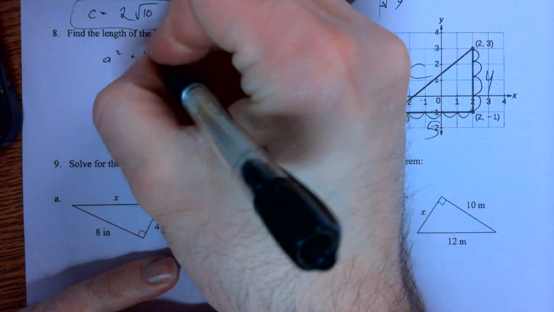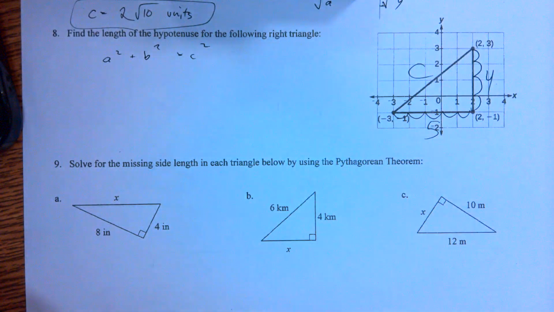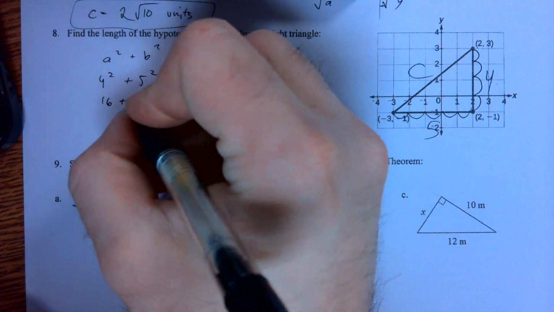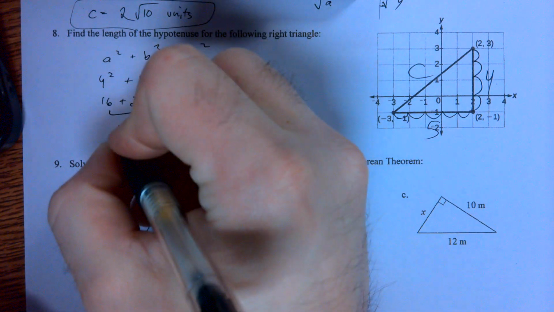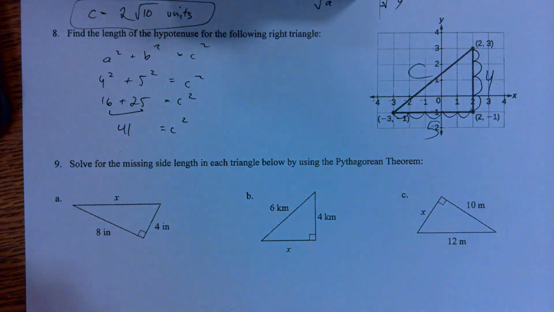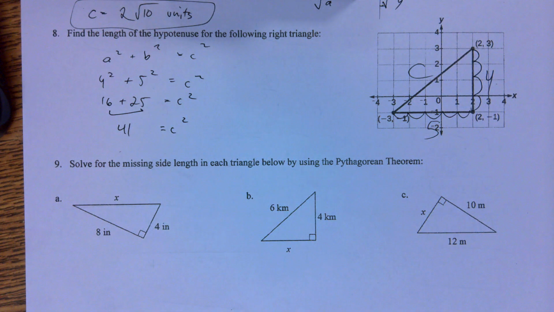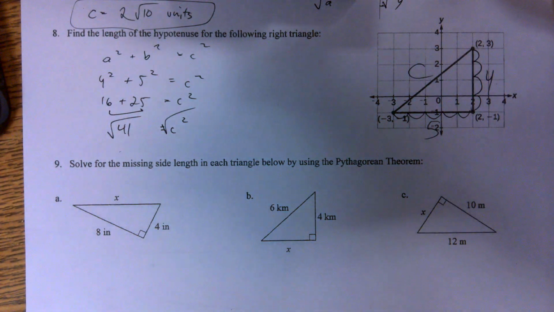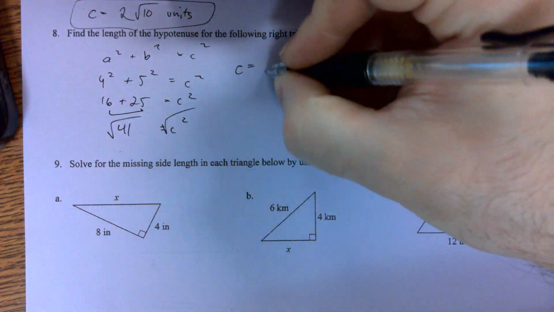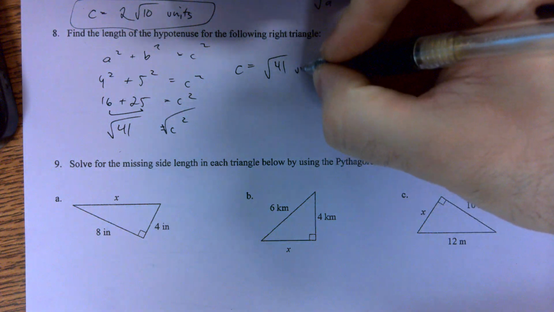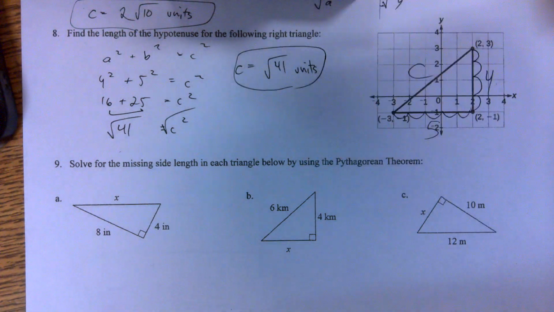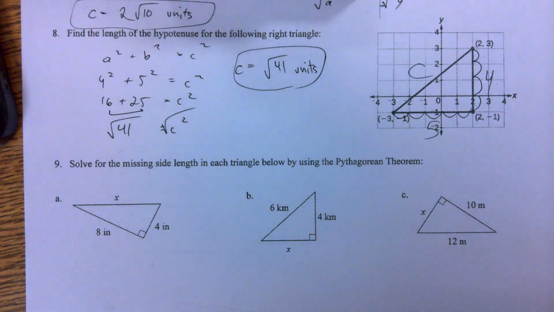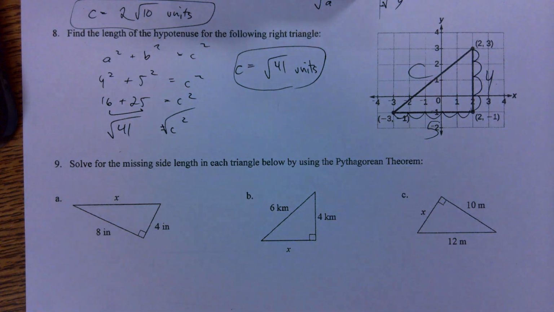Well, if A squared plus B squared equals C squared, then 4 squared plus 5 squared equals C squared. So 16 plus 25 equals C squared. Add those together and I get 41. Now that doesn't mean my C side is 41 units. It just means that I need to do my last step, square root both sides, and I end up with C is equal to root 41 units because I can't factor 41. 41 is a prime number, so I can't make a factor tree. I can't break it up.